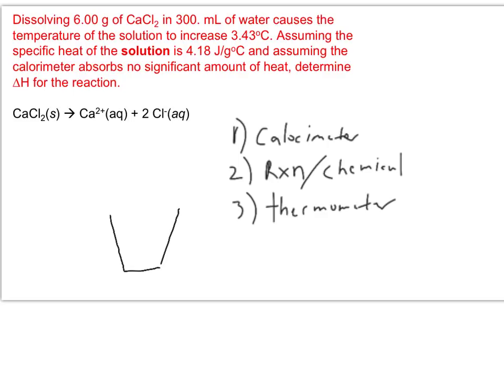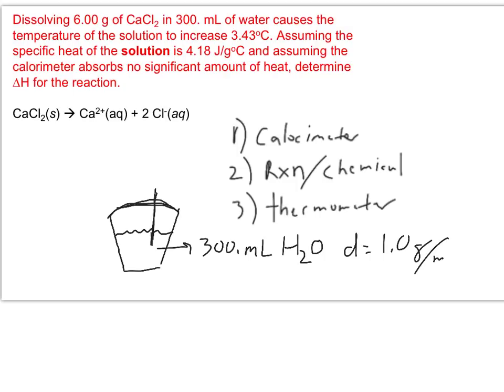So to draw a picture, we have a coffee cup. I'm no artist, I'll admit it, but you don't have to be. So there's the coffee cup with a calorimeter in it. It has 300 milliliters of water in it. What's not included in the question but should have been is the density of water. It's 1 gram per milliliter. So 300 milliliters of water is 300 grams of water.